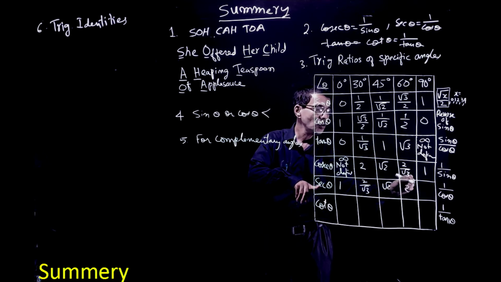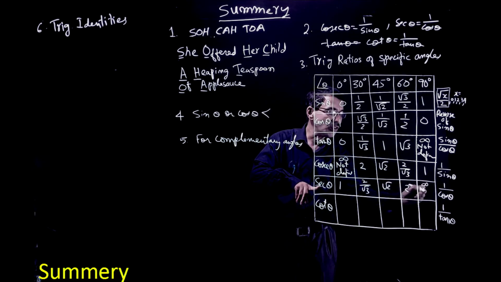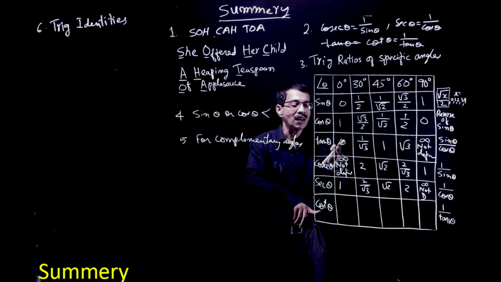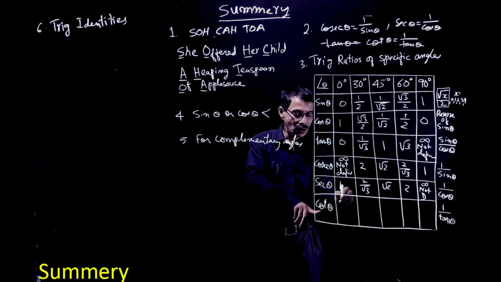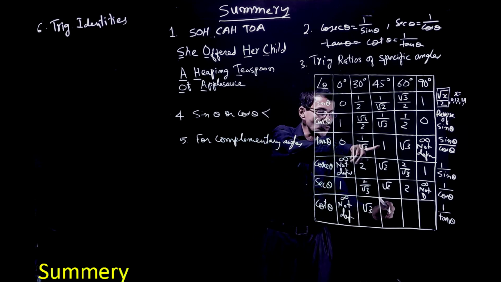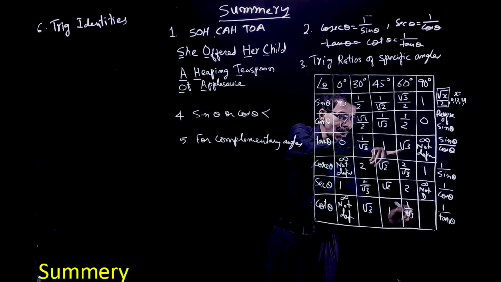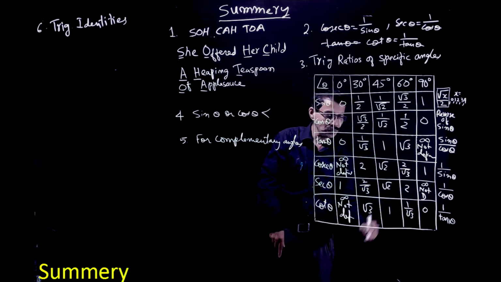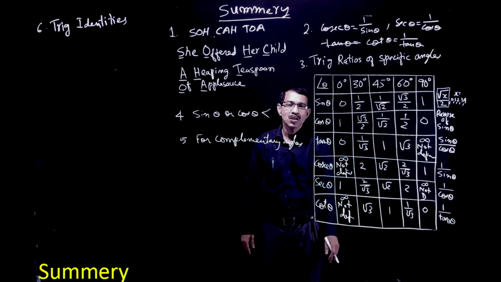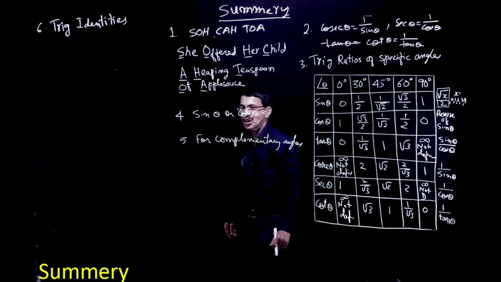This is 2. And 1 upon 0 is infinity, so it is not defined. Cot theta is 1 upon tan theta. So 1 upon 0 is infinity, so it is not defined. And then 1 upon root 3, it becomes root 3. This is of course 1. This is 1 upon root 3, and this becomes 0. This is how we have to remember the trigonometric ratios of specific angles. Now let us go to the next.